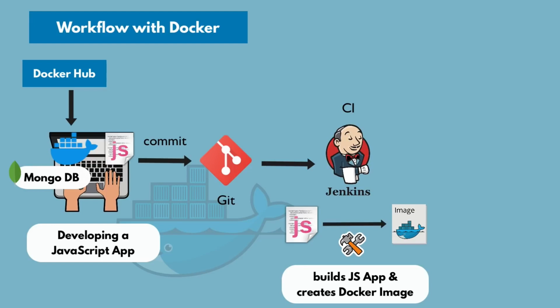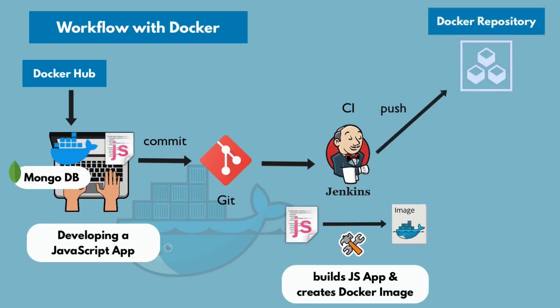So first, it will build your JavaScript application and then create a Docker image out of that JavaScript artifact, right? So what happens to this Docker image once it gets created by a Jenkins build? It gets pushed to a private Docker repository. Usually in a company, you would have a private repository because you don't want other people to have access to your images. So you push it there.